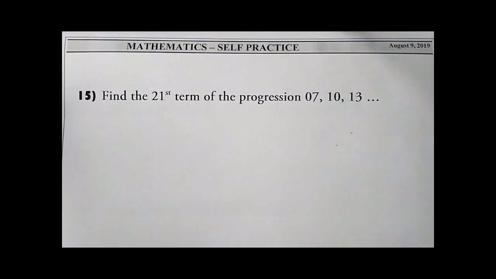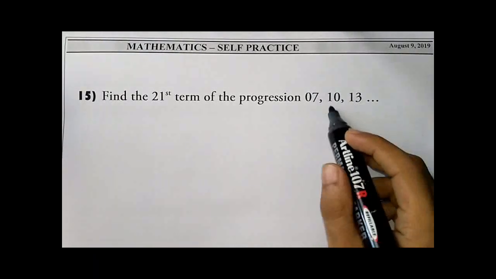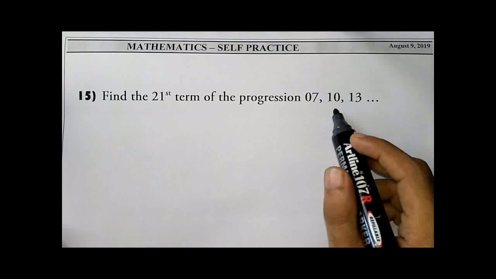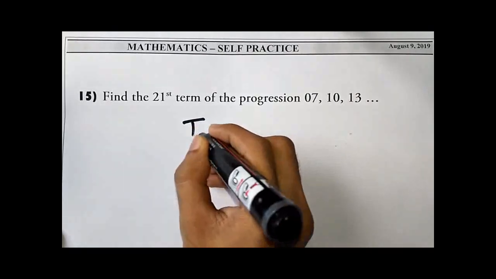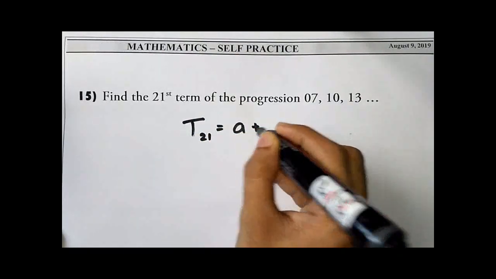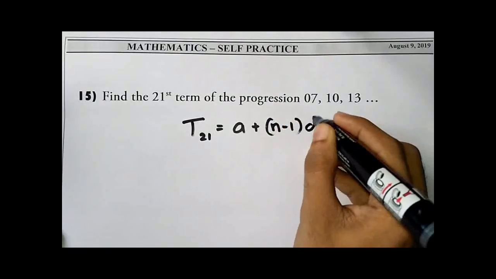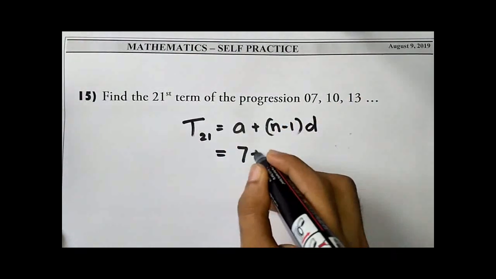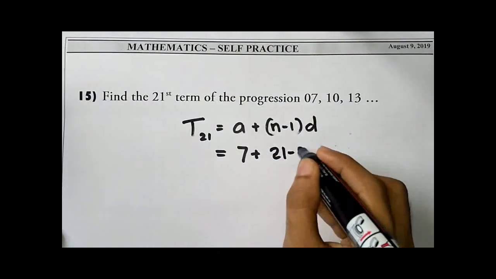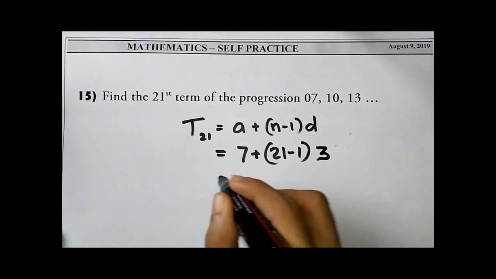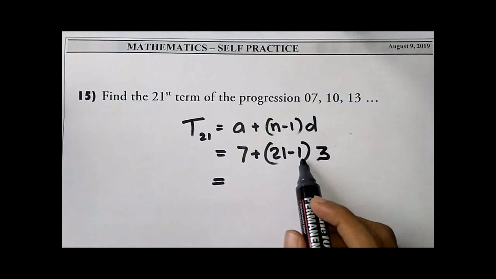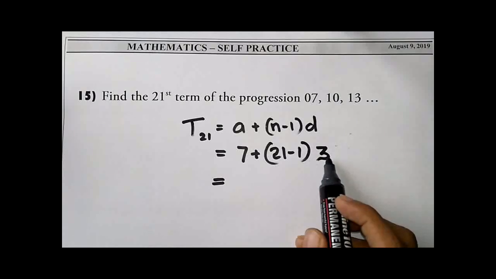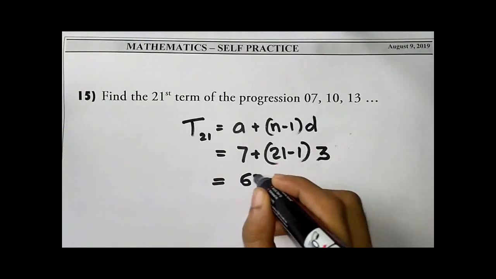So the last question is related to arithmetic progression. You can see it has a common difference. 10 minus 7 is 3, 13 minus 10 is 3. So it has a common difference, so it's an arithmetic progression. Now they are asking us to find the 21st term, term number 21. For that we have to use this formula, a plus n minus 1 times d. So here the initial term is 7 and n is 21, as they are asking for the 21st term. So 21 minus 1 and the common difference is 3. We'll simplify according to BODMAS. First we'll remove the bracket. 21 minus 1 is 20, and after that multiplication, 20 times 3 is 60, and 60 plus 7 is 67. That's all.